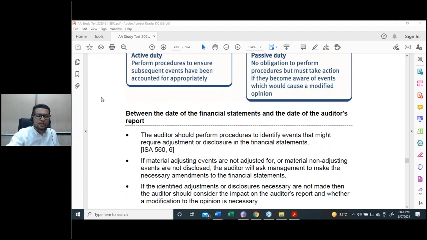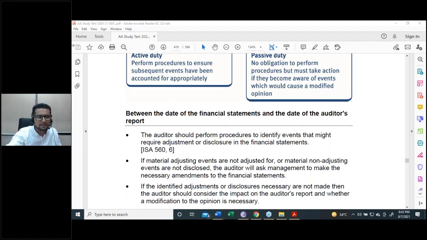The passive duty means that you are not going to apply procedures to find out the subsequent events. That's passive duty. You are not performing procedures. But if you become aware, you will take action. What's active duty? You will apply procedures. That's active duty. Are you clear?